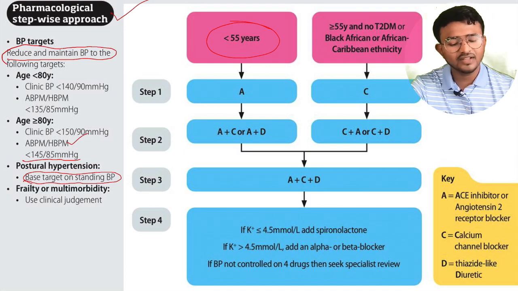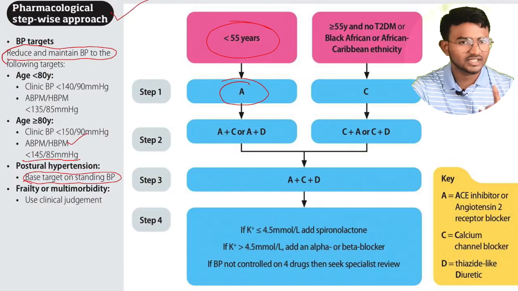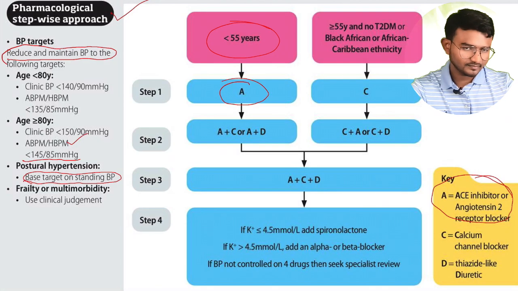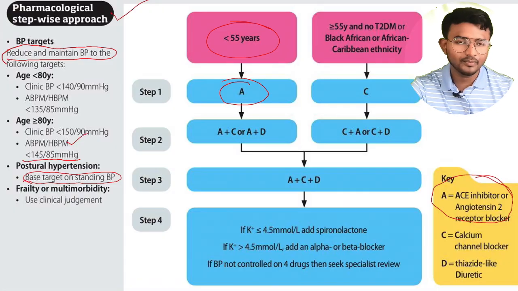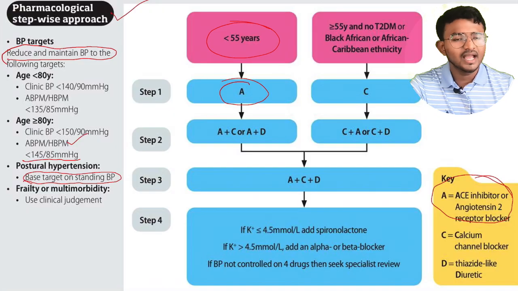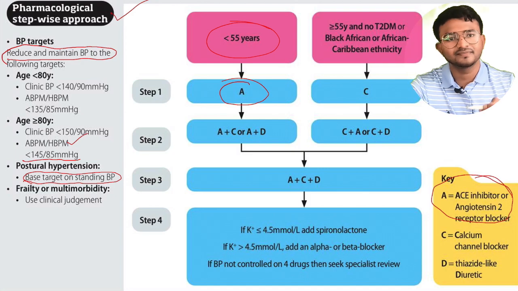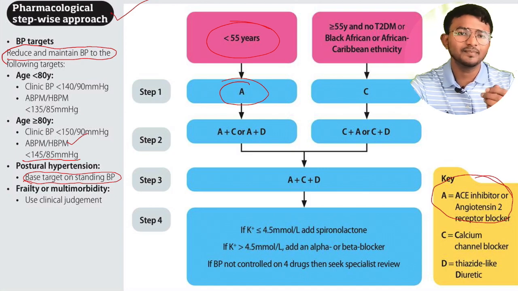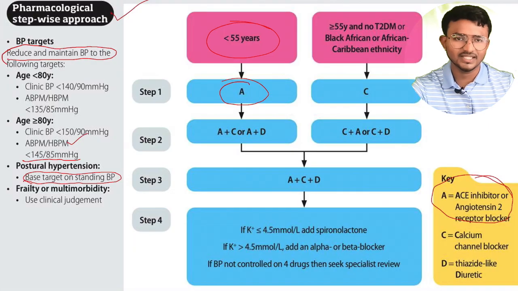If age is less than 55 years, in step 1 we have to use ACE inhibitors, like ramipril, lisinopril, captopril. These are the drugs that come under ACE inhibitors. So these are the drugs we can use in step 1. If after that the patient is not responding to the dosage, then we have to increase the dosage. If the blood pressure is still high, then we have to add ARBs, angiotensin receptor blockers.